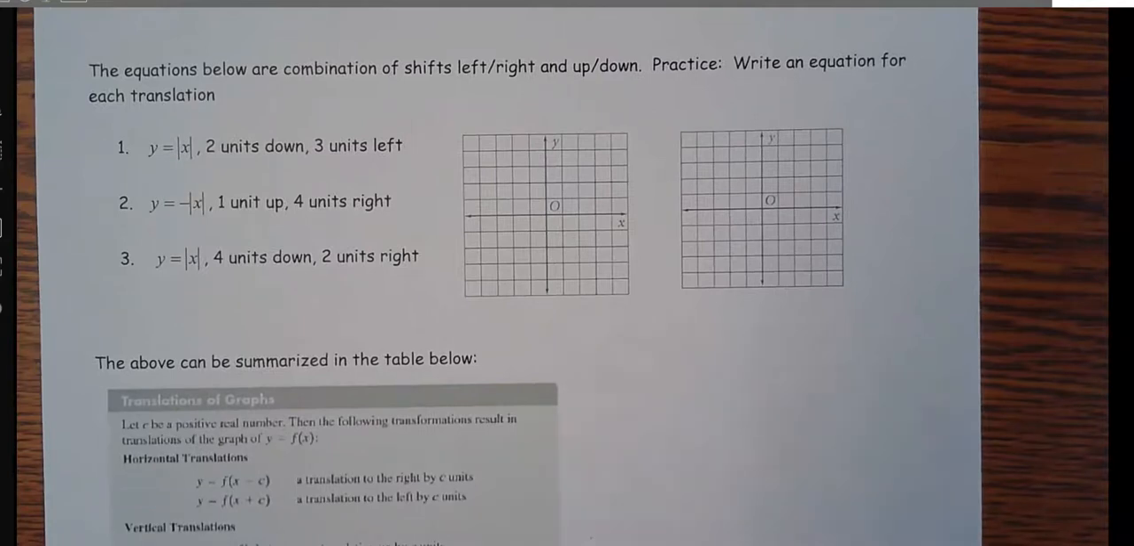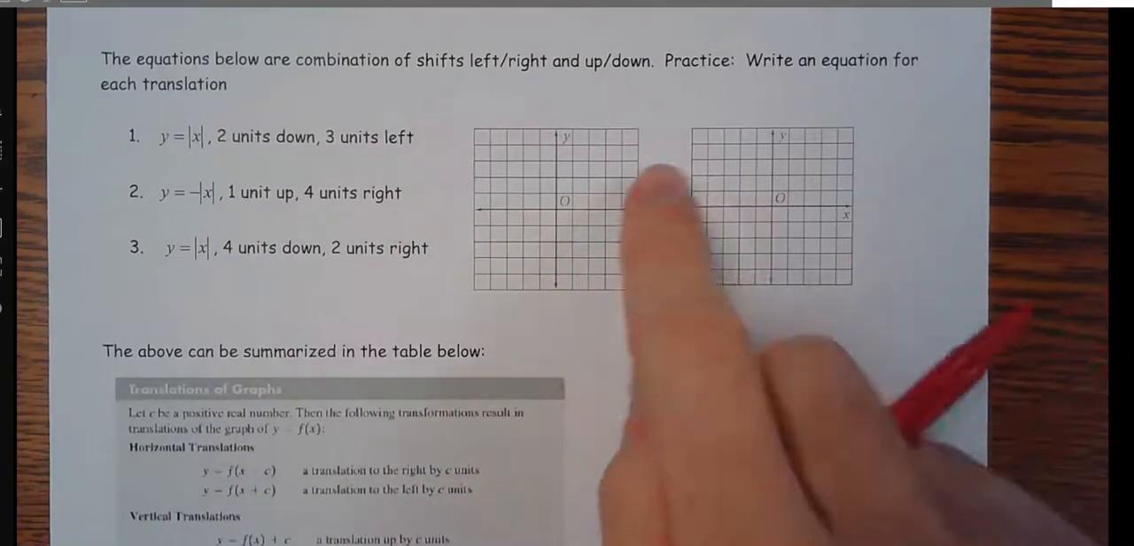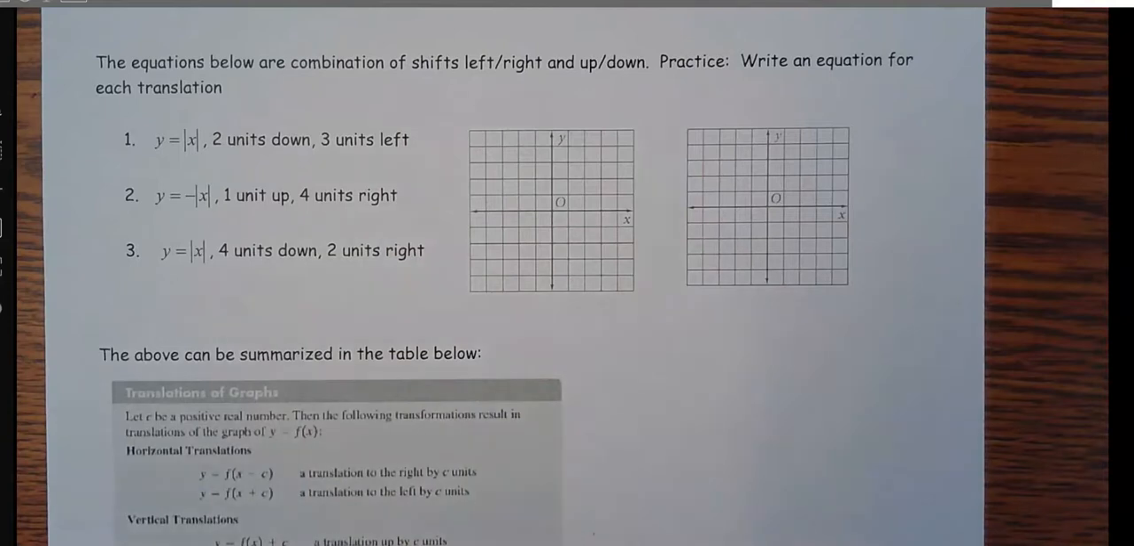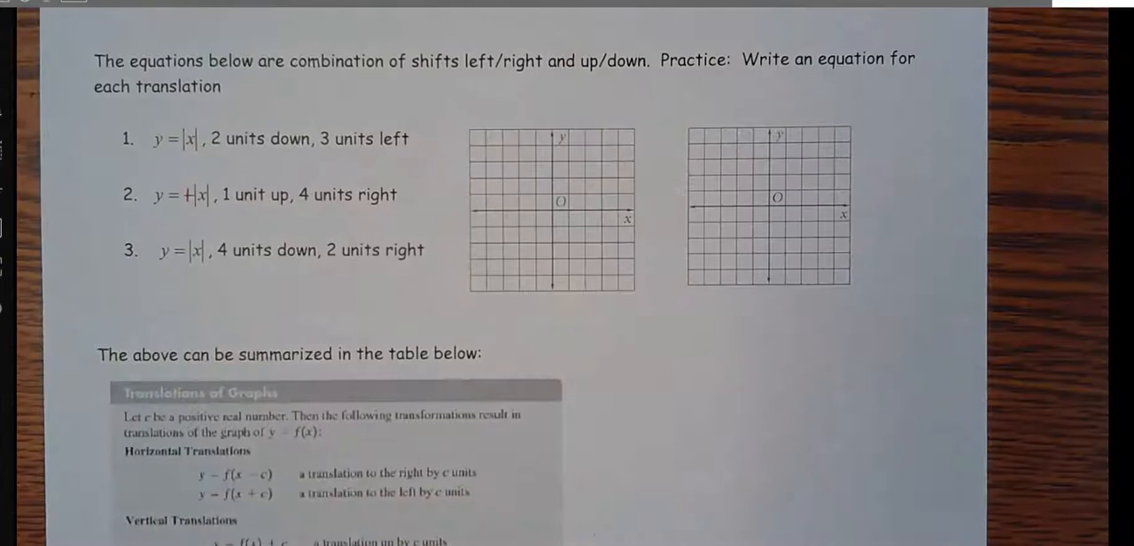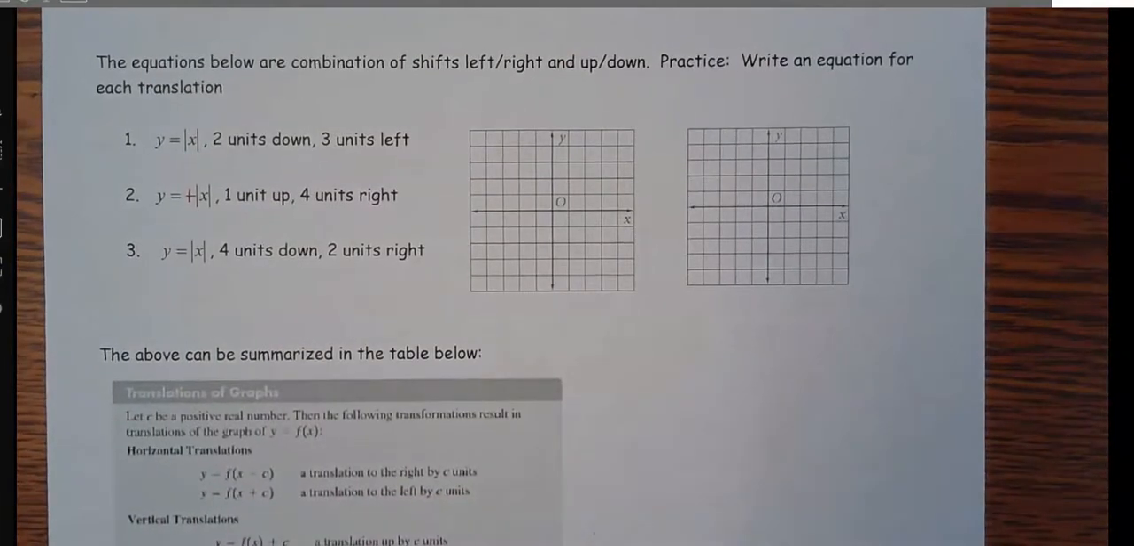Now we've got some combinations here. So I'm going to give you the parent function. I'm going to tell you what the shift is, and then we want to try to figure out what the equation would be. So write the equation. This is just kind of for your help. I don't know if I really need to do it or not, but well, let's say this one right here. Let's make that a plus because we haven't talked about that yet. So let's make that a plus.